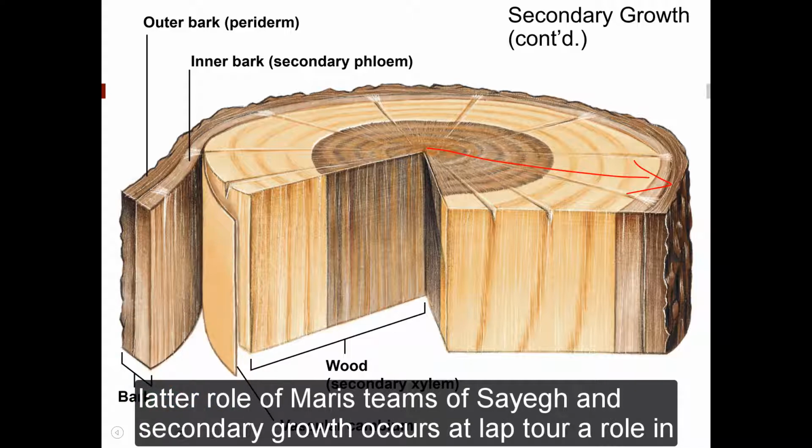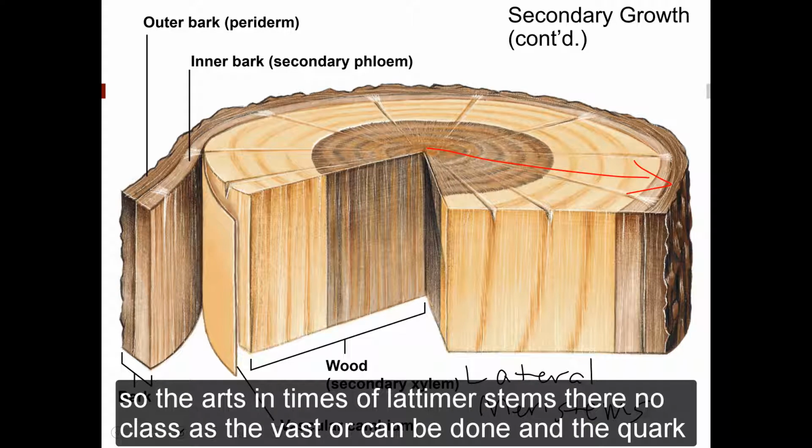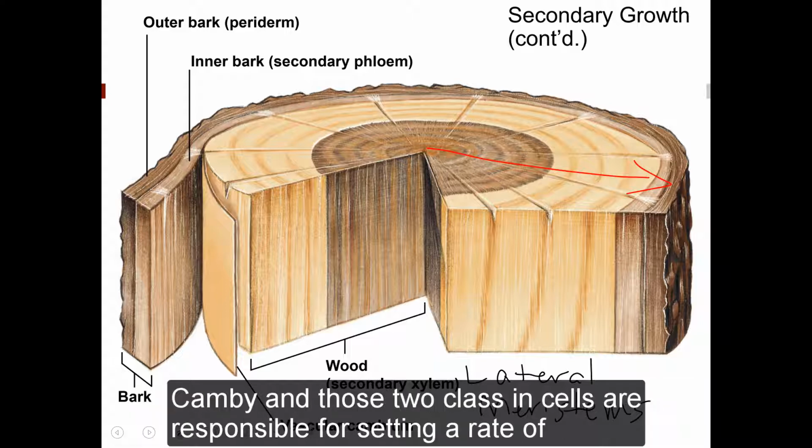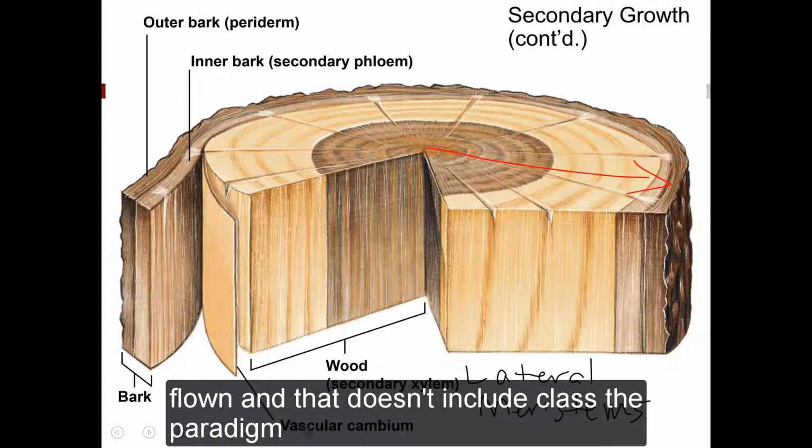I'll say again, secondary growth occurs at lateral meristems. All right. So there are two types of lateral meristems. They are known as the vascular cambium and the cork cambium. Those two in and of themselves are responsible for secondary growth. So those secondary growth tissues, think of those as being the secondary xylem as well as that secondary phloem, and that does indeed include the periderm.